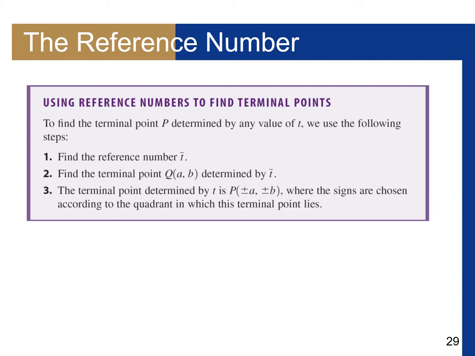Using reference numbers to find terminal points. To find a terminal point P determined by a real value t, we use the following steps. First, we find the reference number of t bar, and then the terminal point Q, (a, b), determined by t bar. The terminal point determined by t is going to be plus or minus a and plus or minus b, where the signs are chosen according to the quadrant in which the terminal point lies.